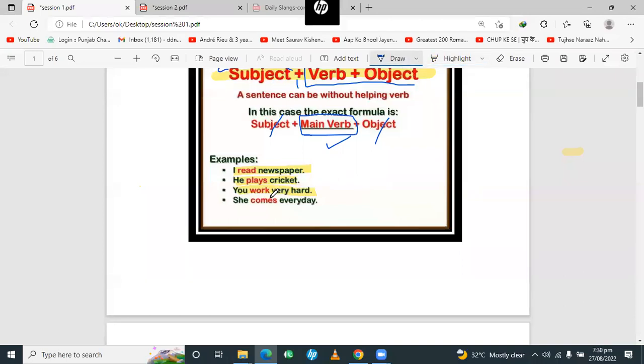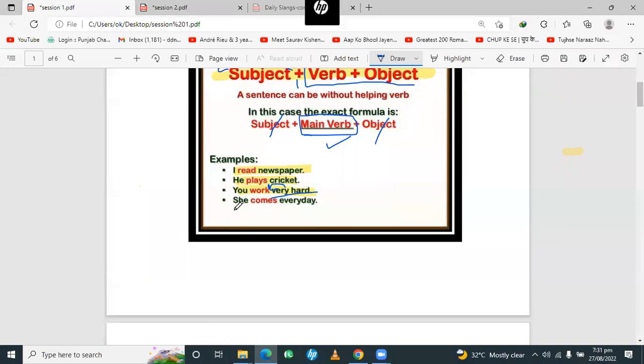So in this one, very hard is the additional information. It describes the main verb, how we are doing the work, right? So additional information about the main verb is called an adverb. Any kind of additional information about your main verb is called an adverb. You work very hard. You is the subject, work is the main verb, and very hard is the adverb. There is no object here.